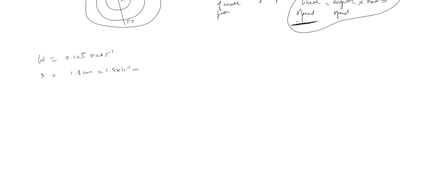v is equal to omega r. So 0.105 multiply by 1.8 multiply by 10 to power minus 2. So you can do this calculation and you can find. Solve question number 8 from your book.